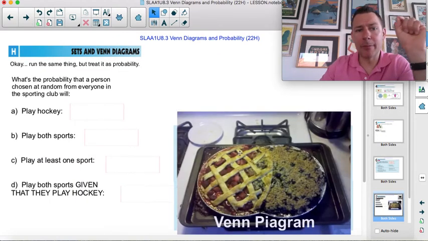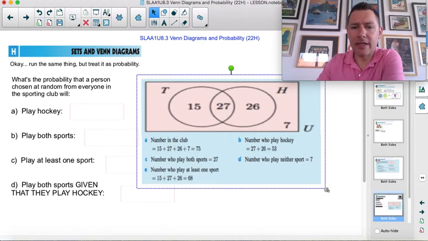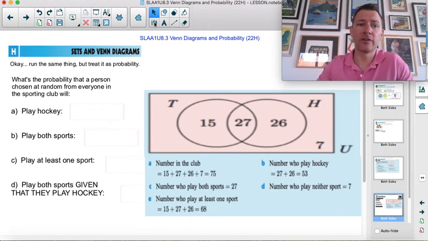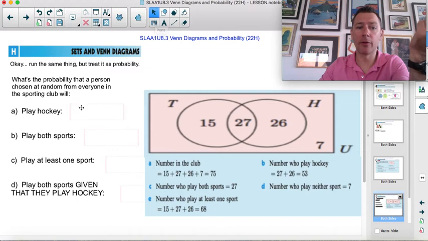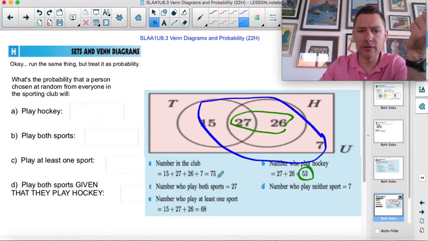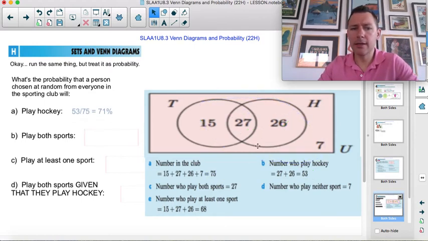Same thing, but we're going to treat it like a probability function, yeah? We're going to take that same idea, and now we're going to stop talking about it with just regular numbers and start talking with probability. So what's the probability that you're going to pull somebody at random and that they're going to be a hockey player? Well, it's the hockey players, it's these, out of the total, which is 75, right? Great. Play both sports is 27 out of the total. Play at least one sport is the number of people that play one sport out of the total.